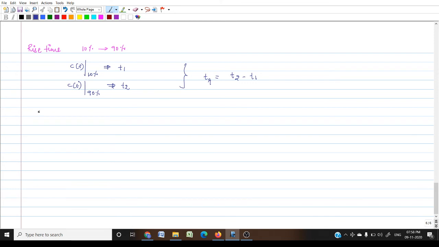So for that, first I need to calculate t1. At t equal to t1, the response is 10% of its final value, which means C of t is 0.1. This is equal to 1 minus e to the power minus t1 by capital T. When I simplify this, I'll get the value of t1. Similarly, at time t equal to t2, C of t will be equal to 0.9, because it has risen to 90%.